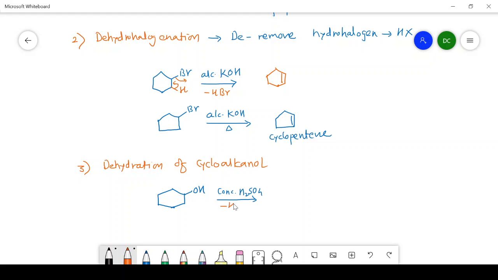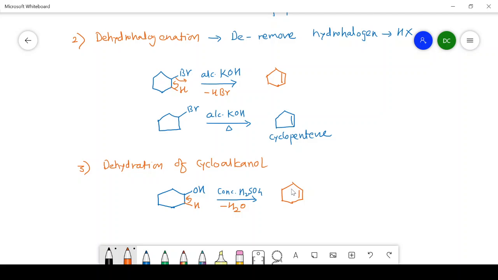From this reactant, water is eliminated. Hydrogen from this carbon and this OH are eliminated with the formation of cyclohexene. In this way, all the reactions involve a similar strategy in which there is elimination of either Br, OH, or a quaternary salt.